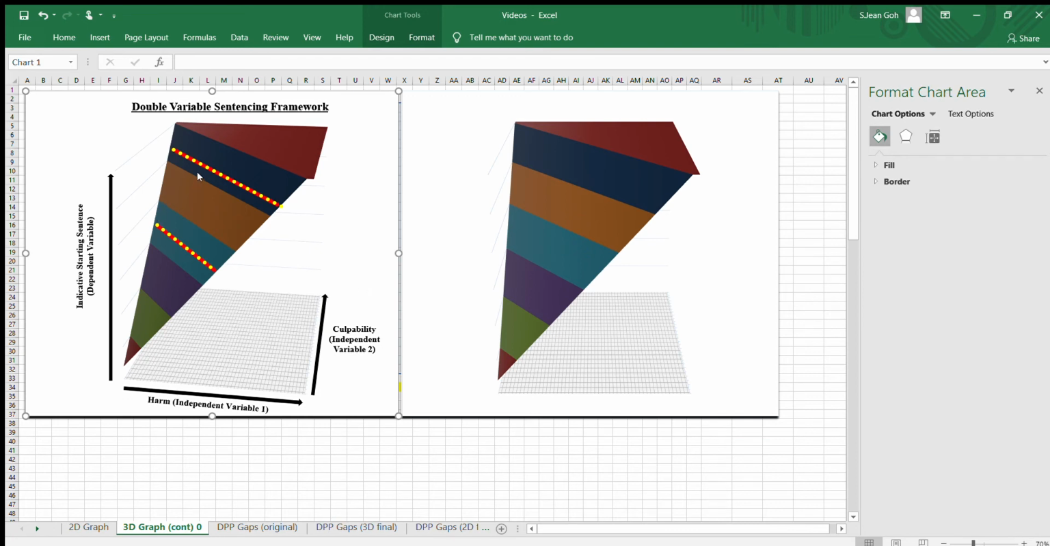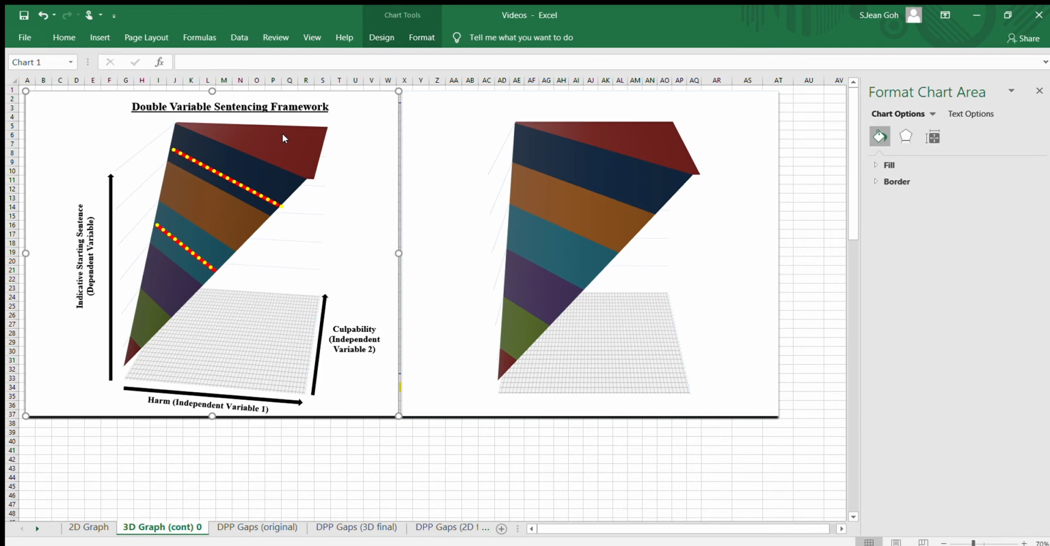Each of the numerous yellow dots seen here represents a single unique combination of harm and culpability. Each yellow dot has its own specified level of severity and corresponds to an indicative starting sentence. The indicative starting sentences increase until they reach this maximum value as represented by the flat top of the 3D surface. This represents the maximum sentence prescribed by Parliament.